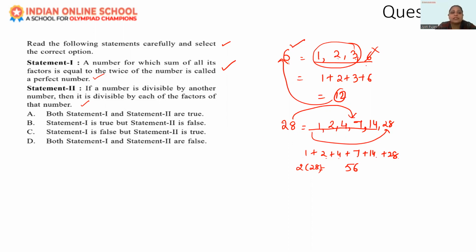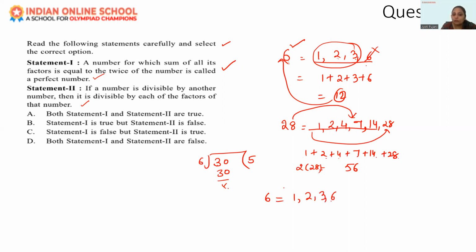If a number is divisible by another number, then it is divisible by each of the factors of that number. Let's take an example. I'm taking 30. So I'm dividing by 6. 6 fives are 30. The number is divisible by 6. Fine. If I find the factors of 6, they are 1, 2, 3, and 6.